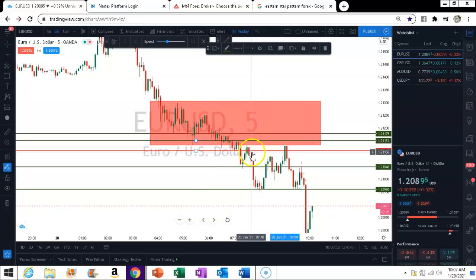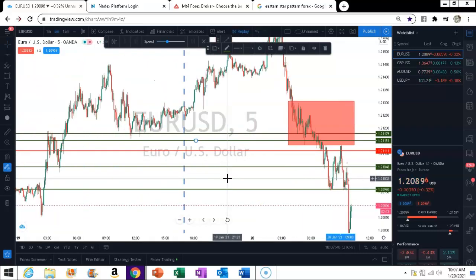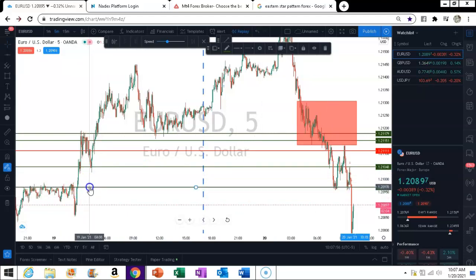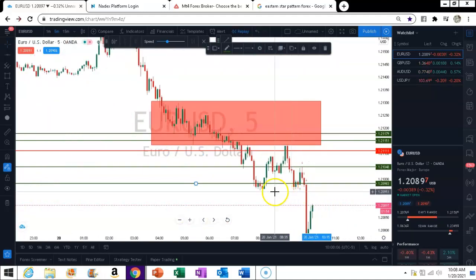So my entry point is here. My stop loss is here. And then I am taking this and riding this all the way down to the next level of support and resistance, which is right here. Got 1, 2, 3 touches, and then it dumps right there. So that's where I would get out of my trade. I close my trade and take my profit right here.